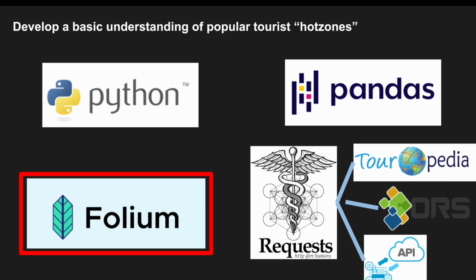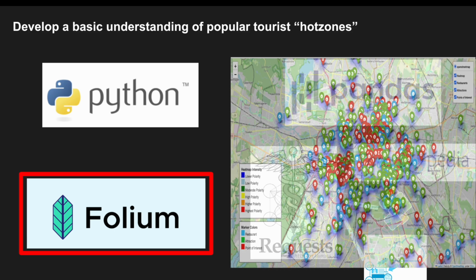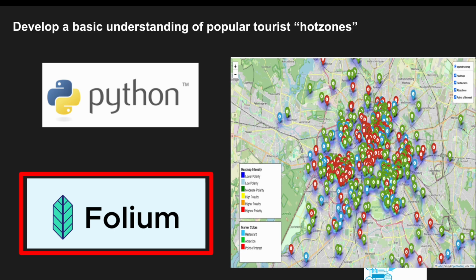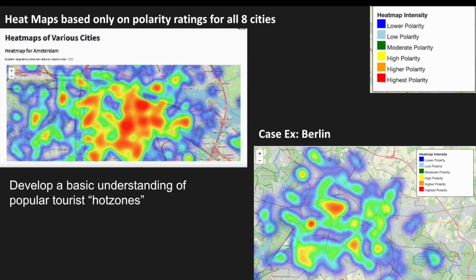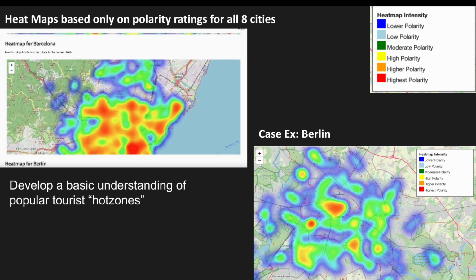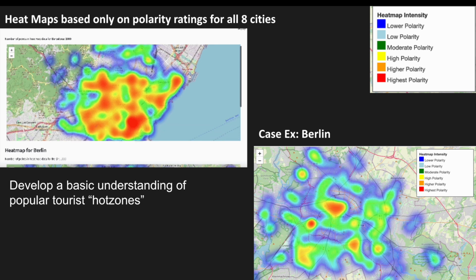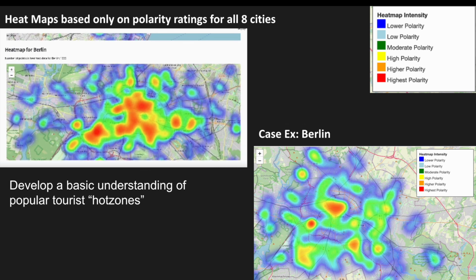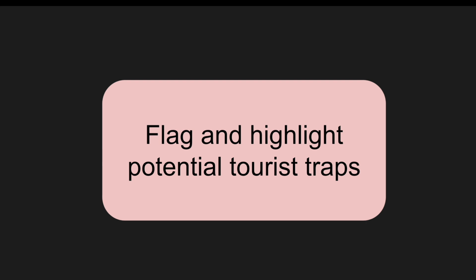Lastly, we use the Python library Folium, which is a great tool for visualizing geospatial data and to create interactive maps for each city. So here are various heat maps we generated for 8 different city locations in our API using the heat map plugin in Folium, and this information can then be used later for our itinerary.